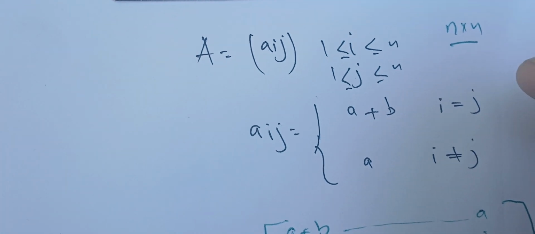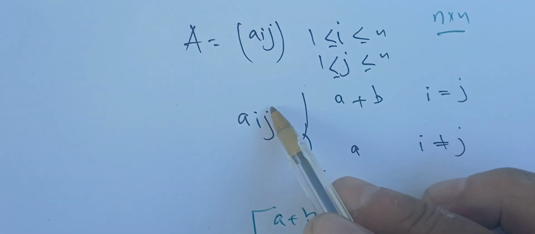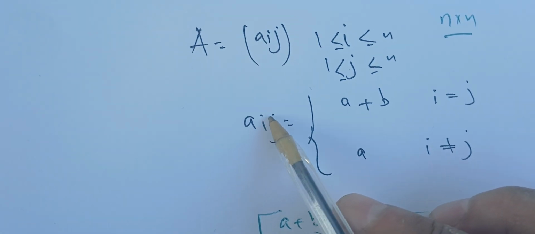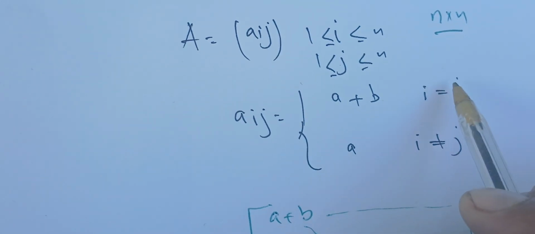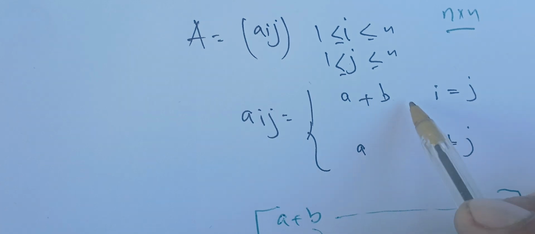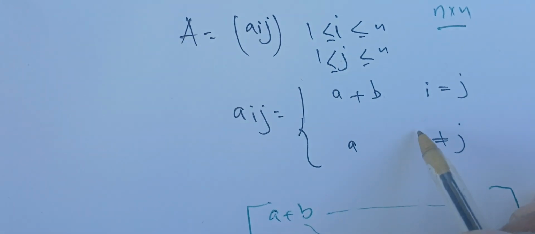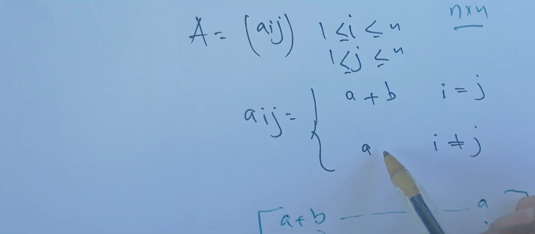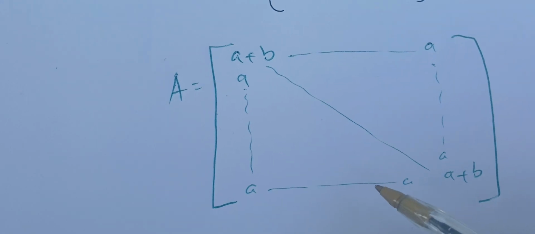Okay, and it has to be square to be able to compute the determinant. So the coefficients of this matrix are given by a_ij. When i is equal to j, we have a plus b, so that means this coefficient is a plus b. When i is different from j, a_ij is equal to a. If we do that, we will obtain the following matrix.